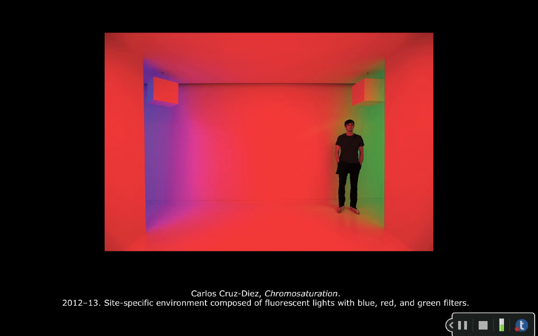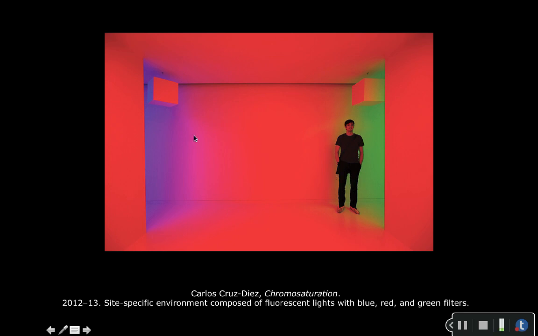And then Carlo Cruz Diaz is another one of these artists who follows in Flavin's footsteps with his current work, Chromosaturation. And this work is from 2012. You can see here a photo of the space itself. So the work is not necessarily the photograph, right? It's actually the space itself, and this is just a document of the space, the photograph, okay?